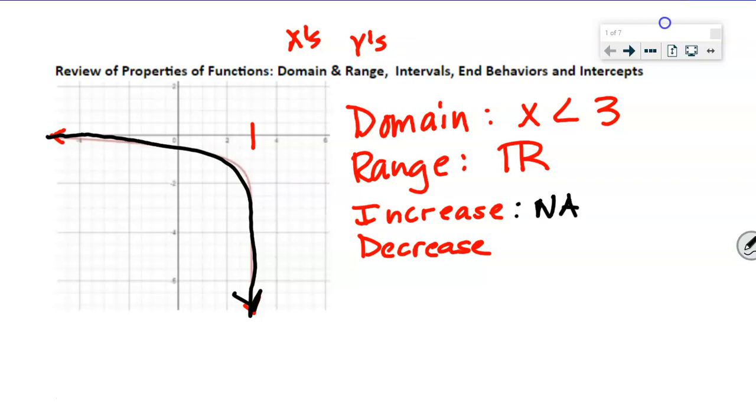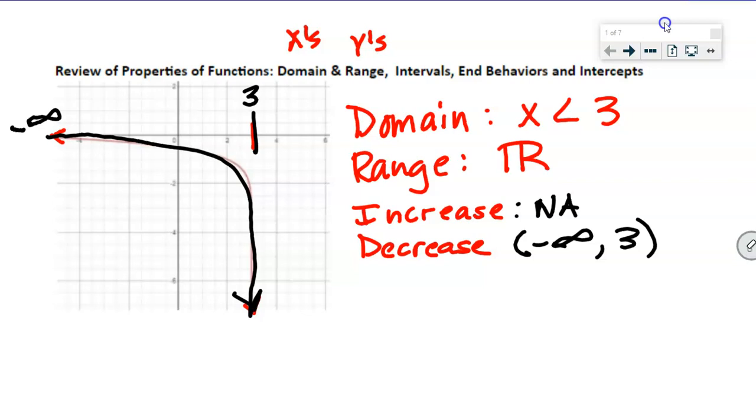And then decrease, where does it decrease from? When we're talking about decreasing and increasing, we're talking about x's. So it's going from negative infinity here to where? Yep, to that 3 right there. So it's decreasing from negative infinity to 3. That's the range from where it actually decreases, because this was our 3 right here.